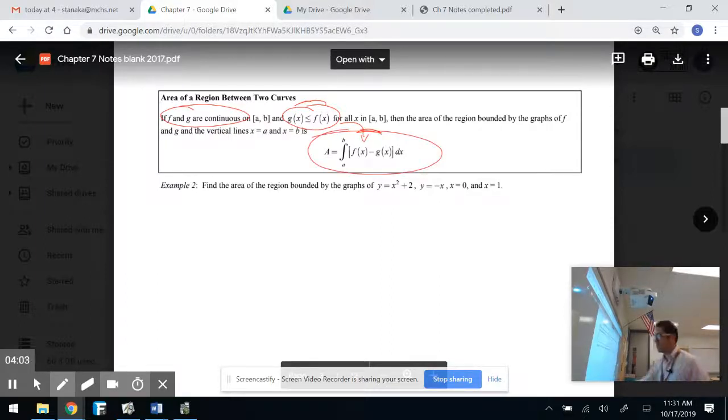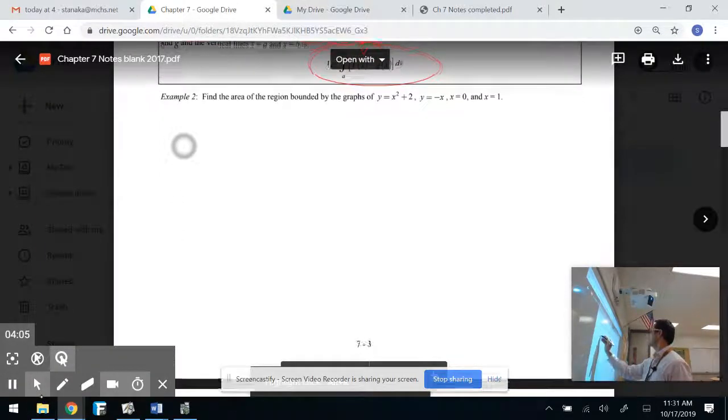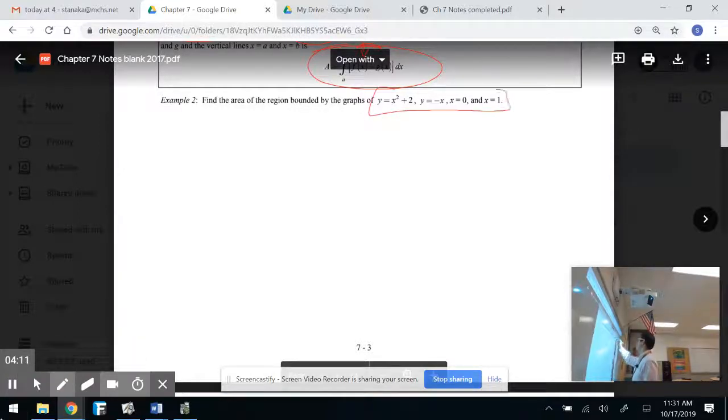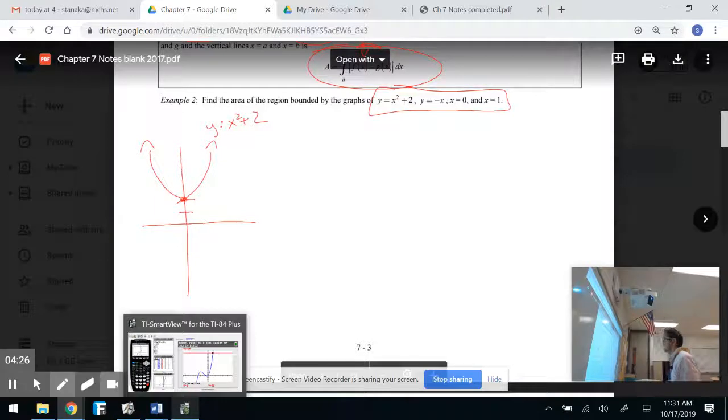Okay, let's do a problem so hopefully it makes 100% sense. Now, you've got to be very good at drawing in this class, because these are a lot of non-calculator questions. So let's graph that. y equals x squared plus 2. That would be a parabola that is shifted up 2. So there we go. That's y equals x squared plus 2. Now, y equals negative x.